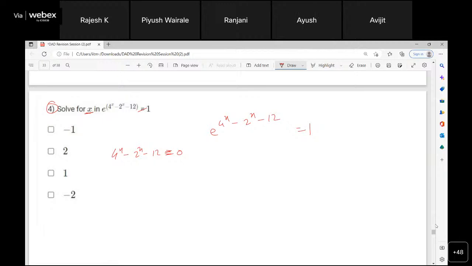Sir, we can take 4 to the power x equal to a and make a quadratic in a. We cannot directly make a quadratic in a. For that, what we can do is apply logarithm, x will logarithm.